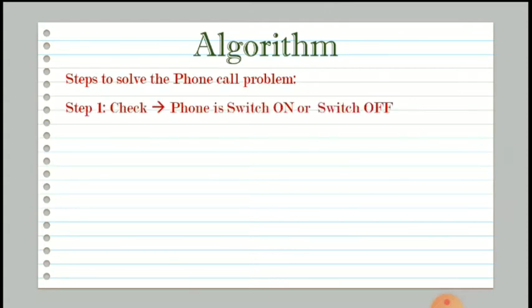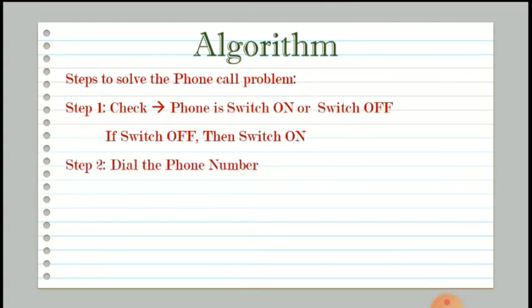The first step to make a call is you have to check whether your phone is on or off. Suppose your phone is off, you have to switch on your phone. The second step is you have to dial the phone number of a person whom you want to call and then make a call.